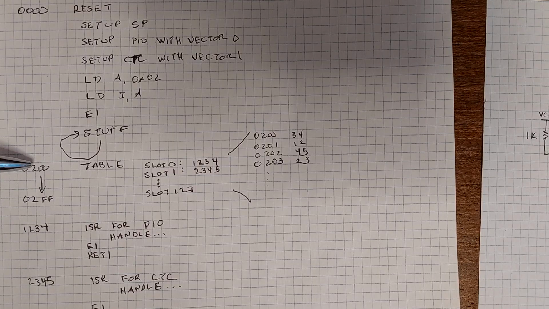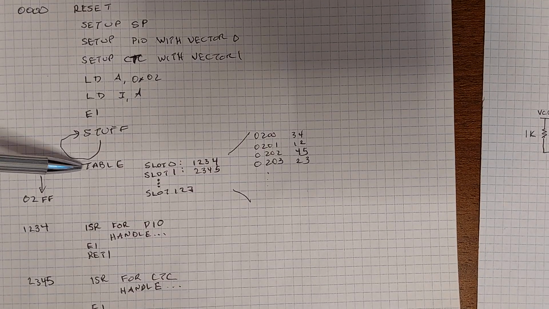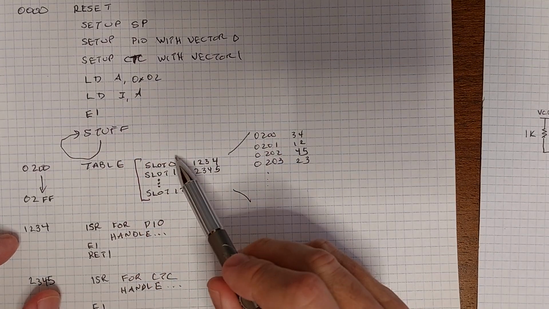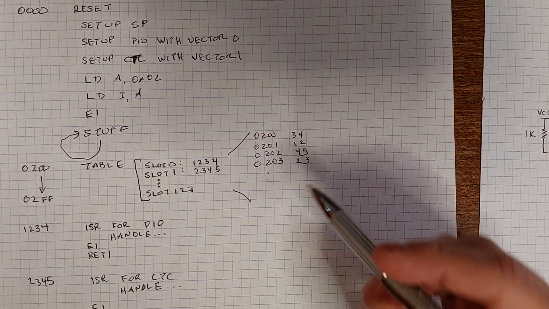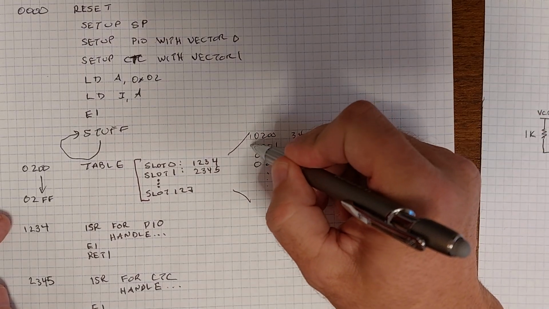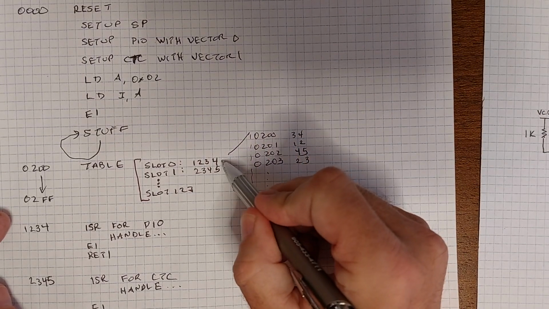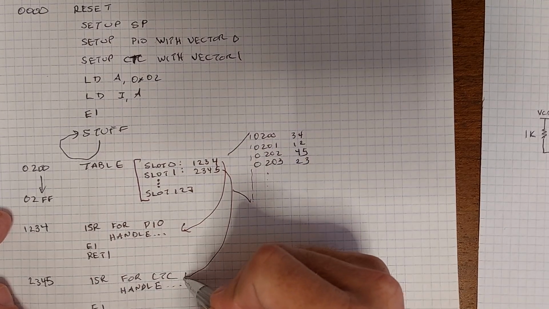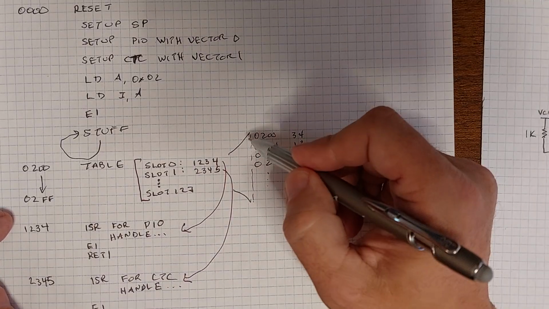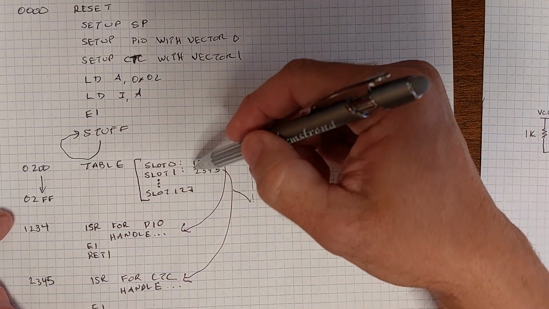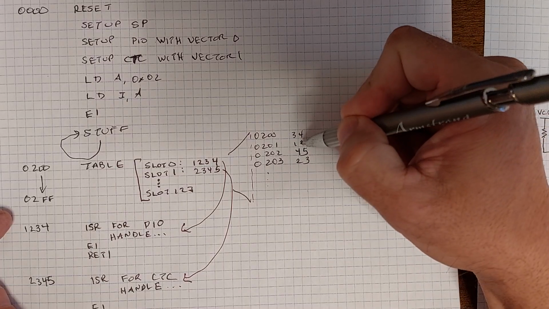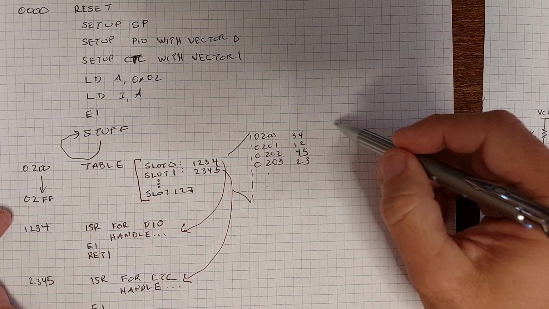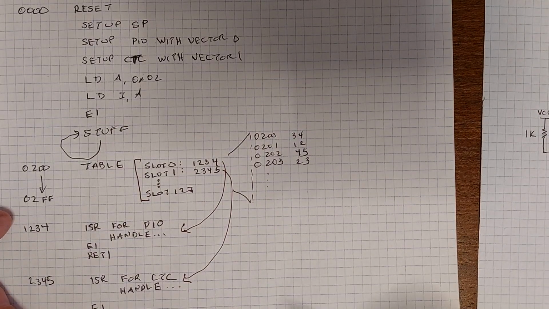So what we have here at address 200 is our table, which is basically just an array, 127 slots in the array of addresses. Slot 0 contains 1, 2, 3, 4, which is the address of this ISR. Slot 1 contains 2, 3, 4, 5, which is the address of this ISR. And inside this table, because these are 16-bit addresses, we have LSB MSB for 1, 2, 3, 4, LSB MSB for 2, 3, 4, 5. And so a 256-byte table can hold 127 slots.